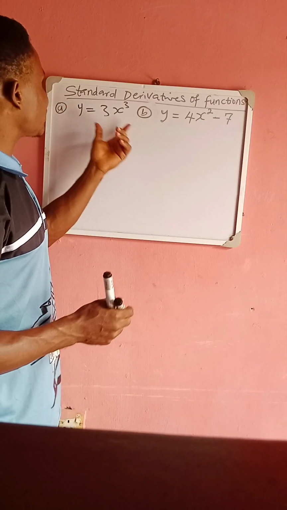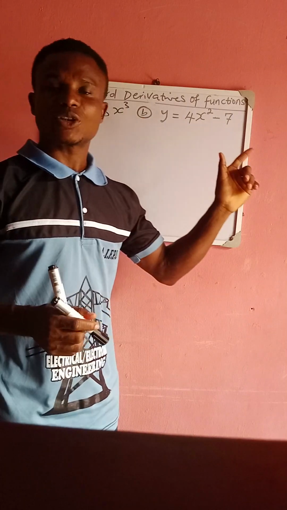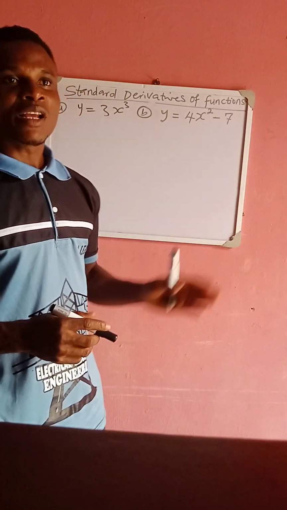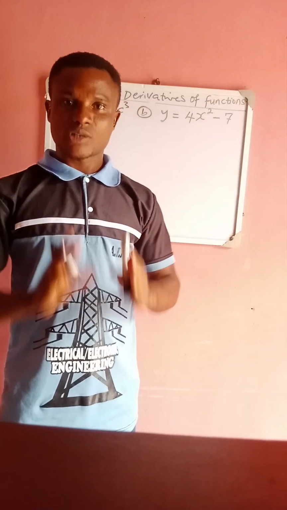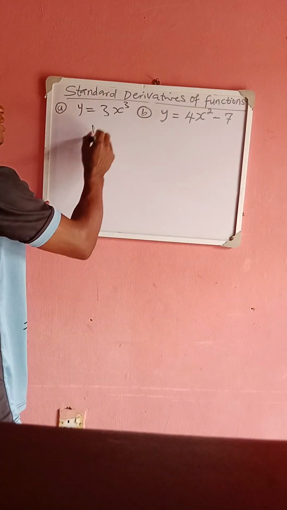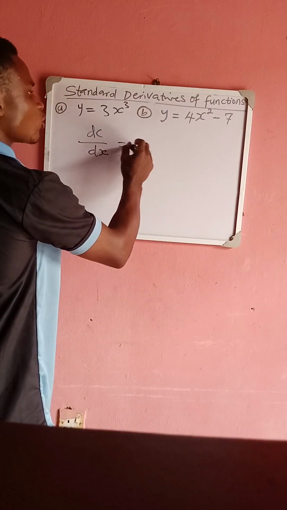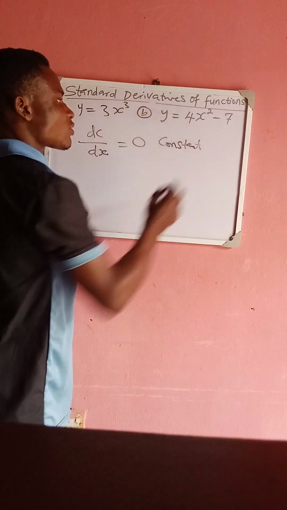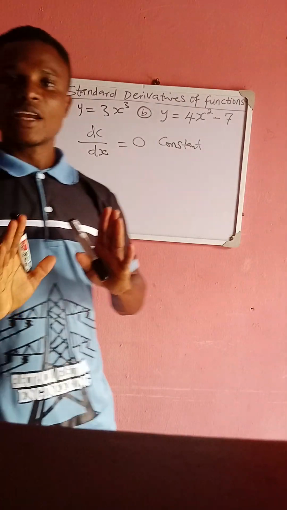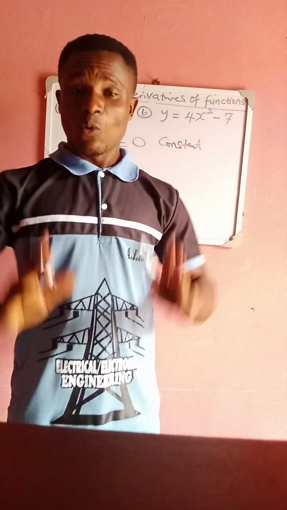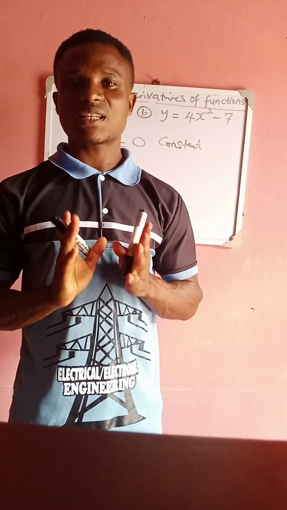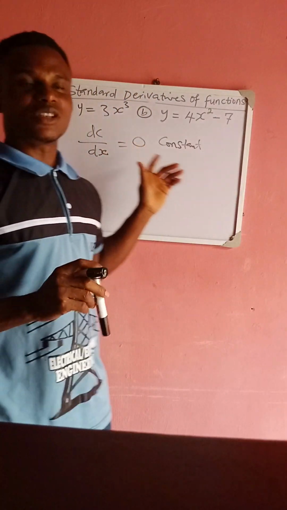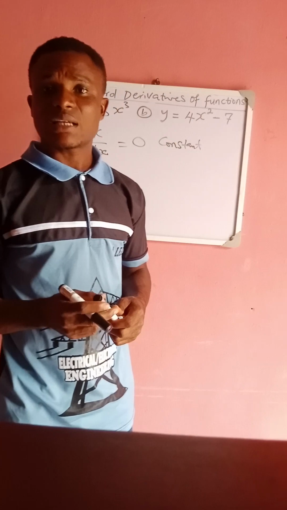When you want to talk about standard derivative of a function, number one rule is that a constant in any function is always equal to 0 when differentiated. Let's say it is dC/dx. It is always equal to 0, which is a constant. So a constant in any function is always equal to 0 when differentiated. That is number one thing that has to go into your brain in order for you to solve any differential equation when given to you using the standard method.